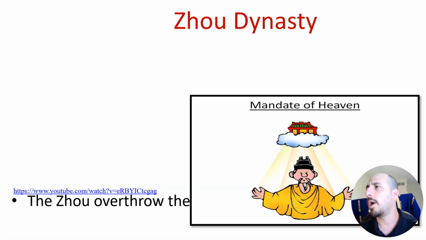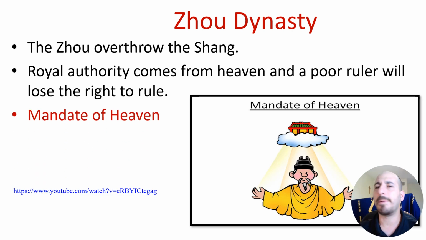So we're going to go ahead and talk about what happens to the Shang dynasty. The Shang dynasty, over time, like all civilizations, collapses. And it collapses to another family. Remember, the Shang's a family, and the Zhou is a family that's going to replace it.